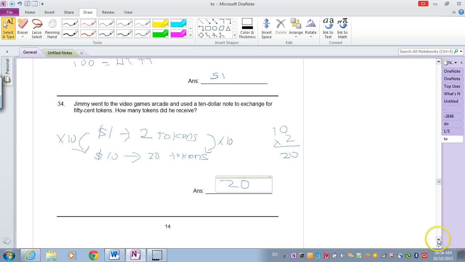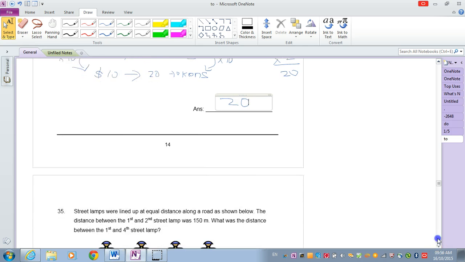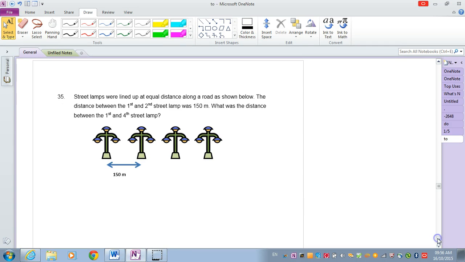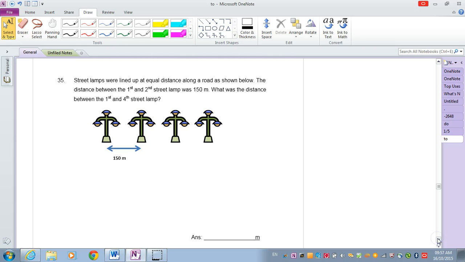Alright, let's move on to question number 35. Okay, street lamps are lined up at equal distance along a road as shown below. The distance between the first and the second street lamp was 150 meters. What was the distance between the first and the fourth lamp? Now, you have to understand this question. This kind of question is an interval question. You have to understand. Now look at the question very, very carefully.